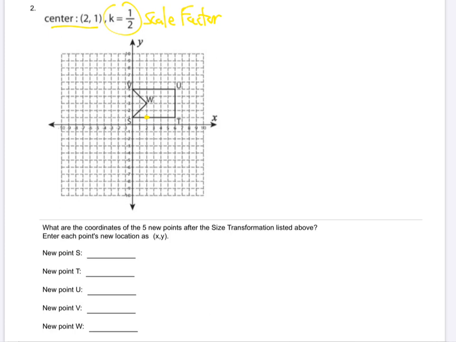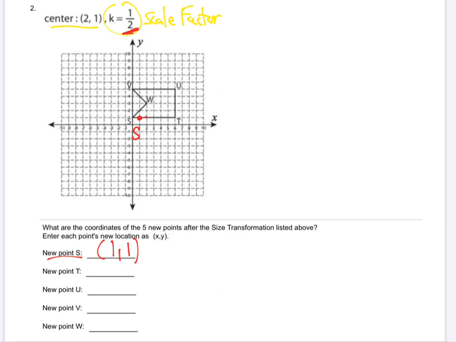Okay, here we go. So let's go letter by letter. Let's start with S. So here's the original. How far to S? 1, 2. So then we're going to take half of that. Half of 2 is 1. So that means from the center here, we're only going to go 1 in that direction. So there, that's just 1 in the same direction, but only 1 now. And so that's the new S. What's the coordinates of that? Looks like 1, 1. This is the new S.